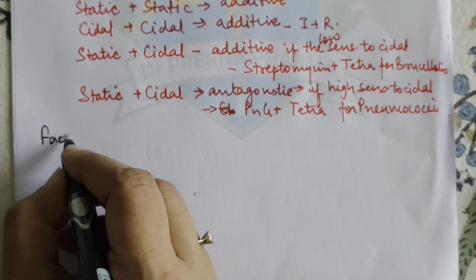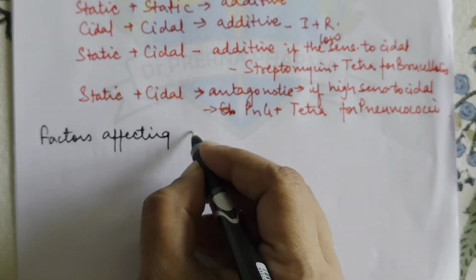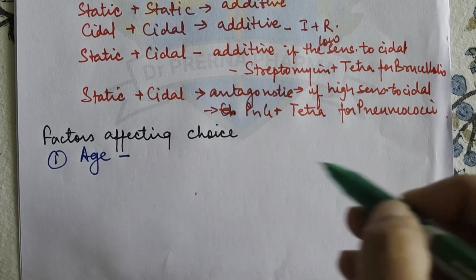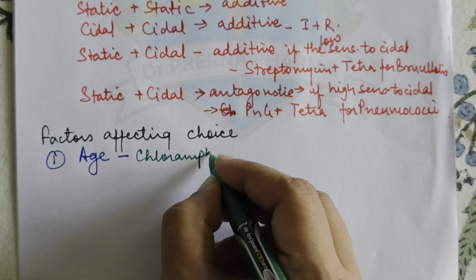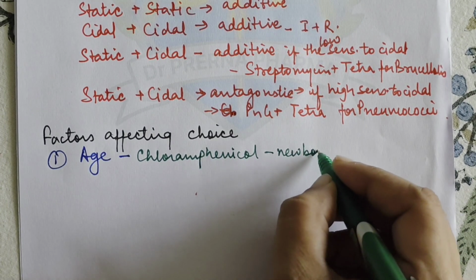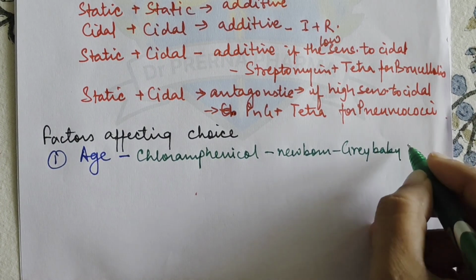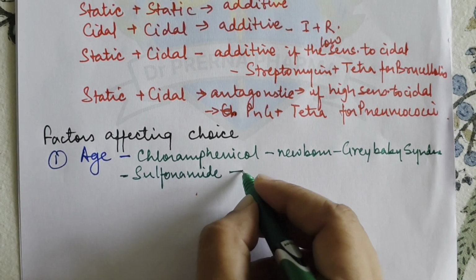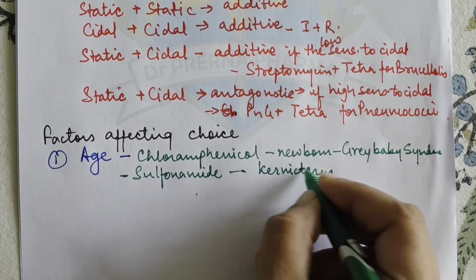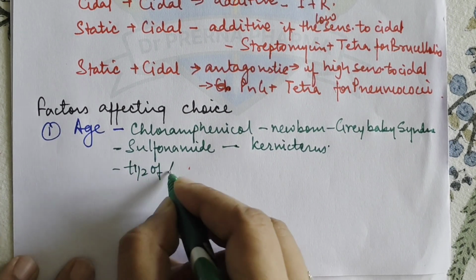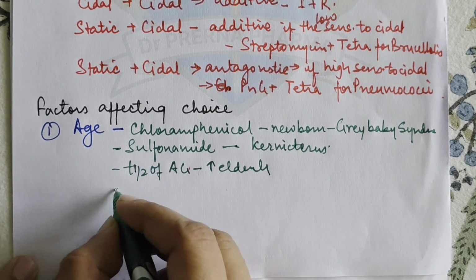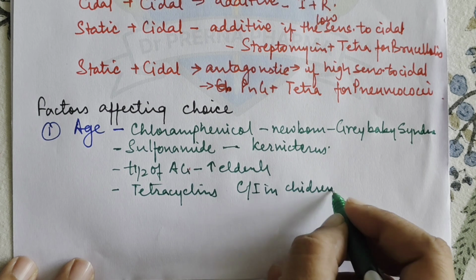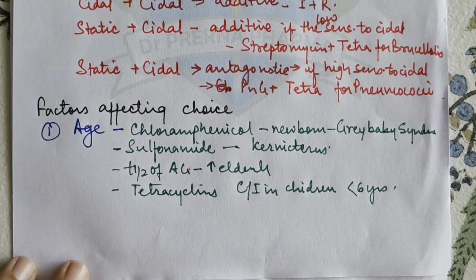Now let's come to the factors affecting the action or choice of an antimicrobial. So first comes age. What are the factors in age? For example, chloramphenicol given in newborns results in gray baby syndrome, okay? Then sulfonamides, if given in newborns, will cause kernicterus. Then the half-life of aminoglycosides is increased in the elderly. Tetracyclines are contraindicated in children below 6 years because they affect the teeth and bone formation, okay?